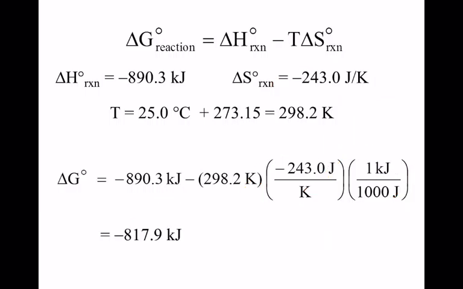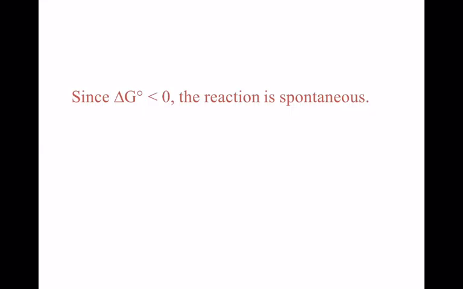Drum roll. I couldn't remember what it was. So we have a delta G, change in Gibbs free energy, of negative 817.9 kilojoules. So what do you think? Is it spontaneous? Yes. Yes, it is spontaneous. Perfect.